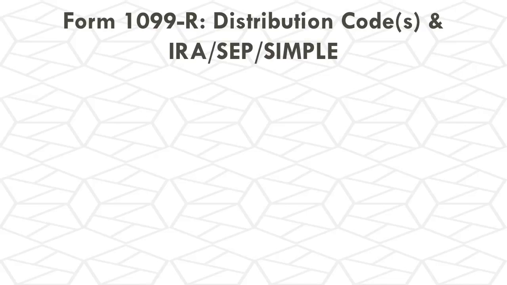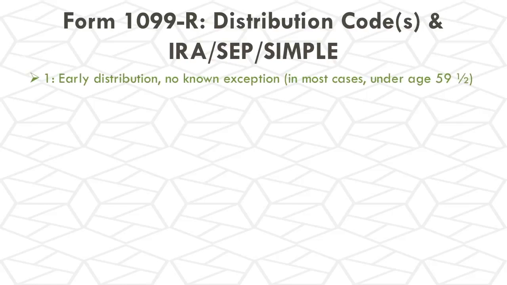And again, these codes don't identify what type of retirement plan it is. These codes don't say, oh, this is a defined benefit plan or this is a defined contribution plan. These just identify how the taxpayer received it, and whether or not we need to do anything additionally with the retirement income. So some of the most common ones we'll see are Code 1.